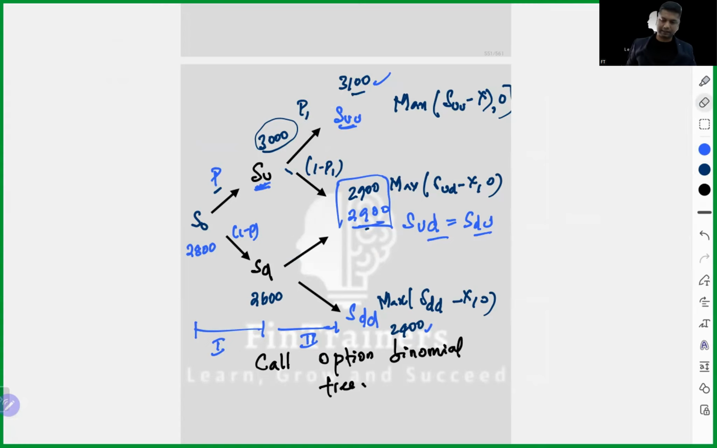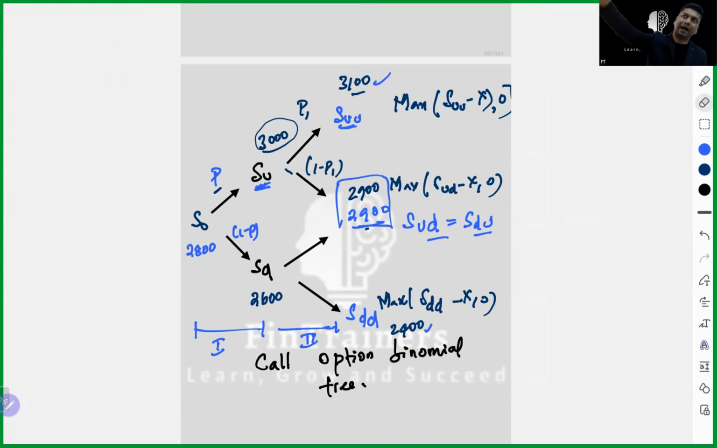You will not do multi-stage option binomial tree. You will only do single stage. So very simple for single stage. The calculation process, I'm going to explain step by step. You just need to follow it. There are 4 steps that you have to do.